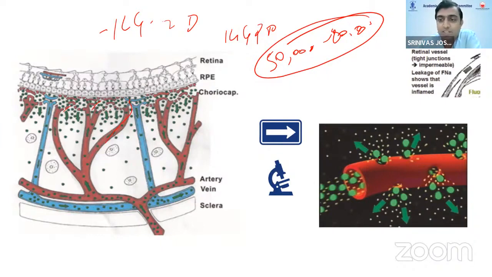Another advantage is that you have these fenestrations in the choriocapillaries, and probably that is the reason for the filling of the choriocapillaries and causing the choroidal fluorescence. However, if we see the retinal vessels, they have tight junctions, they are impermeable. So the leakage of sodium fluorescein shows that the vessel is inflamed.